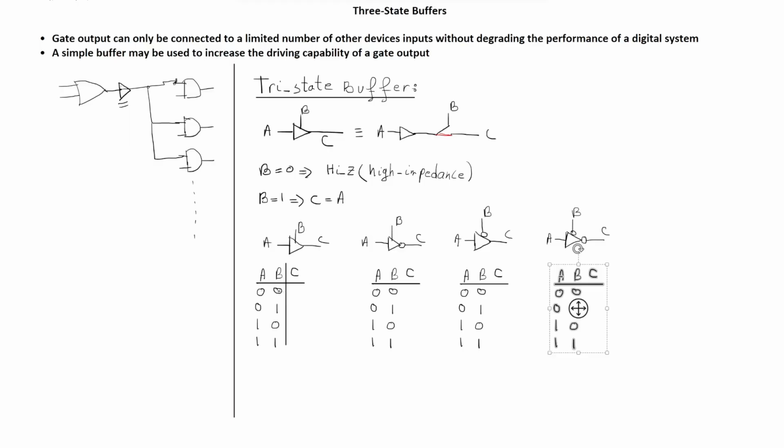So let's look at B. When B is 0, for this one, we have an open circuit, right? So we have high impedance at the C output. So this is Z, and this is Z here, which corresponds to B equals 0, right?